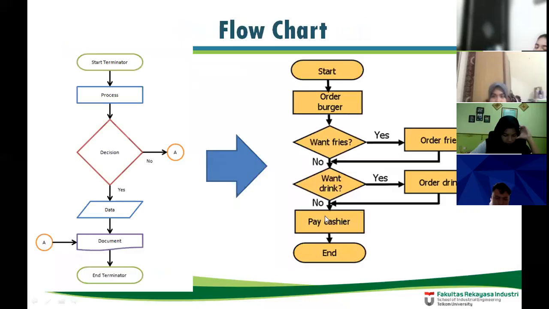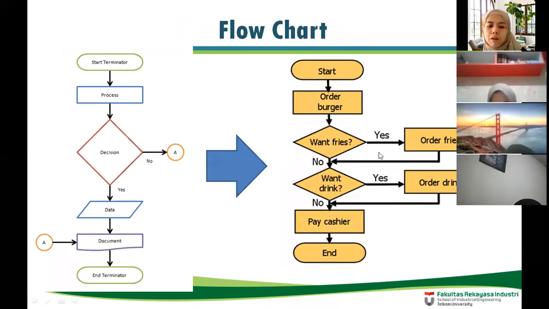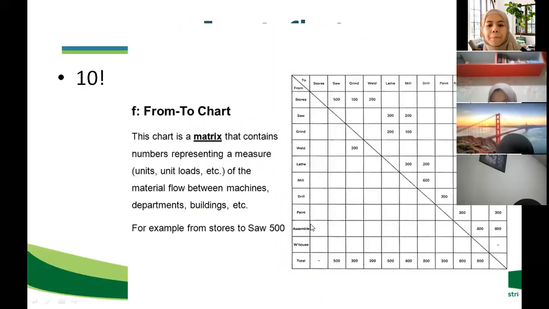Now, this is a flow chart because it represents the steps and also the logical things. So all of you maybe understand about this flow chart and its functions. And then this is the from-to chart. Maybe in the next meeting I will tell you the function of the from-to chart, because the from-to chart represents how to select the right or the perfect route.